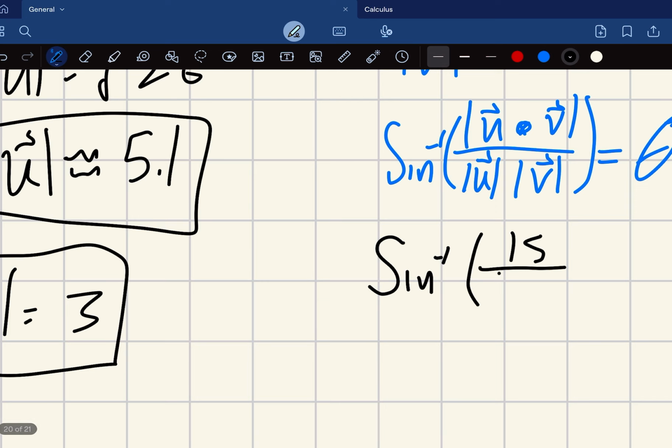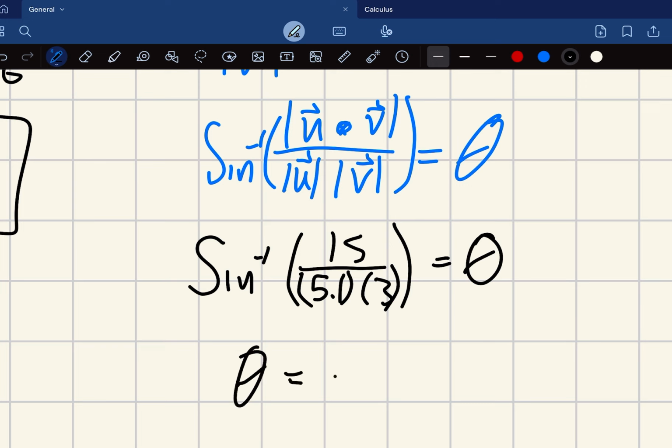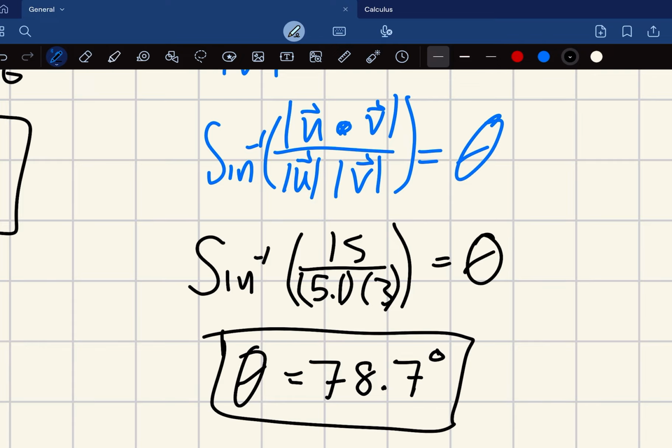So this is the sine inverse of 15 divided by 5.1 times 3, which is our angle. Now we plug this into a calculator, and we get that theta equals 78.7 degrees. And that is our answer.